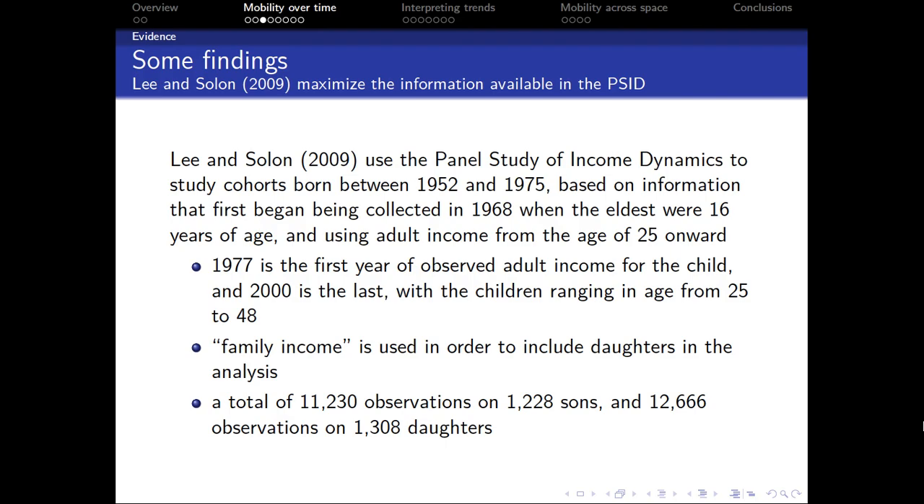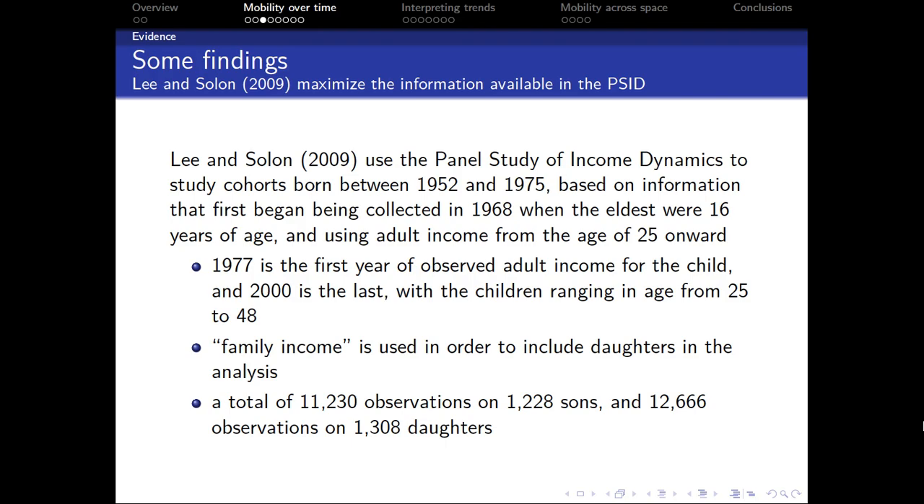The Panel Study of Income Dynamics, as you know, is a longitudinal study that began in the 1960s. They look at different birth cohorts, those born in the 1950s all the way up to the mid-70s. But the information first started being collected in 1968. Here, the eldest group that they are going to study is 16 years of age in 1968. And then they focus on looking at adult income from the age of 25 onward. So you can see the window that's available to them. It's from the mid-70s to the 2000s, and people range in age from 25 to 48.